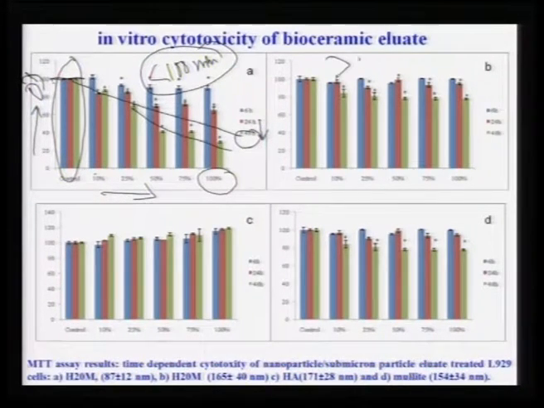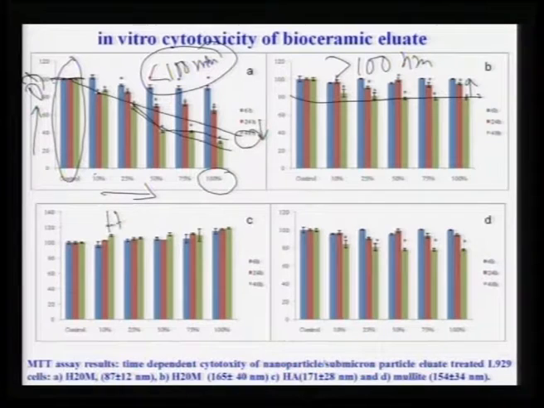However, when the particle size is greater than 100 nanometer, you do not see that drastic optical density reduction the way you have seen in the case of 100 nanometer, because here the OD values are more than 80 and above. So, you cannot call it an indication of cytotoxicity.